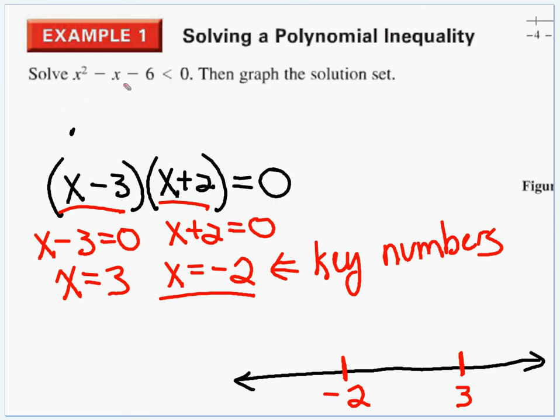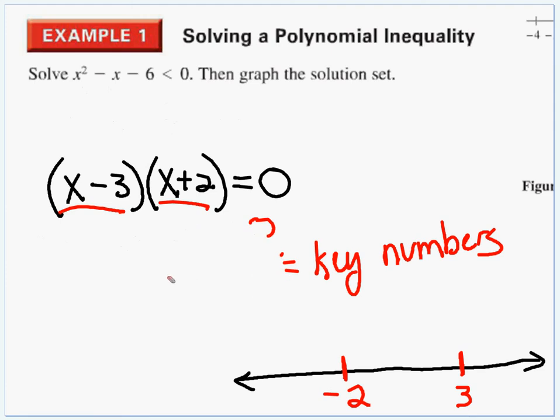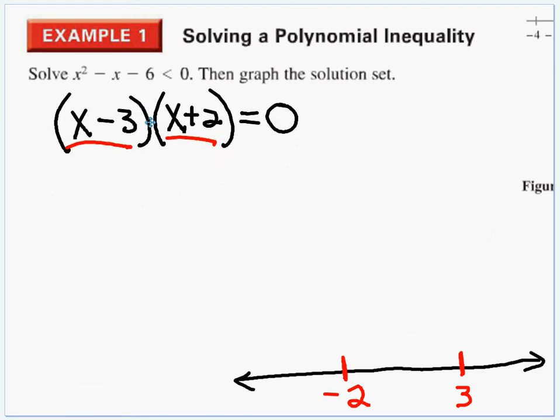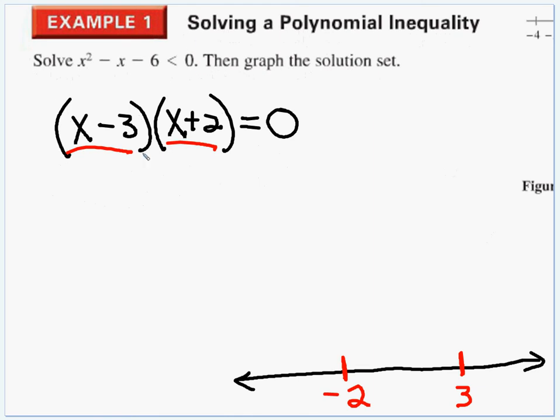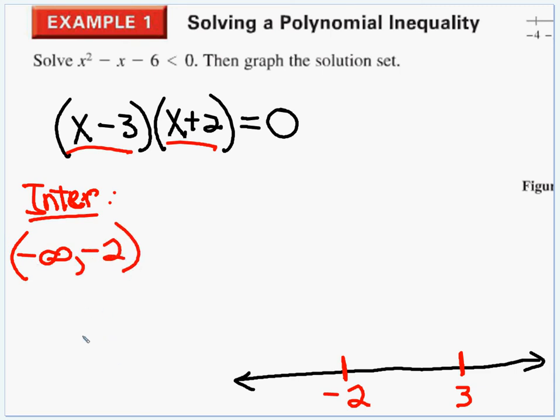Okay, now I'm going to keep my factored form there. So what we can do here, first we're going to list our intervals. I'll just abbreviate it intervals. Always the farthest on the left is negative infinity, and we'll go to our lowest key number, that would be negative 2. So there's our first interval.